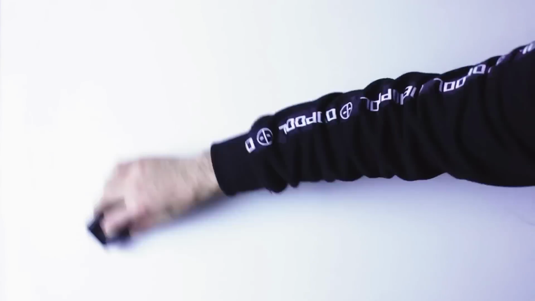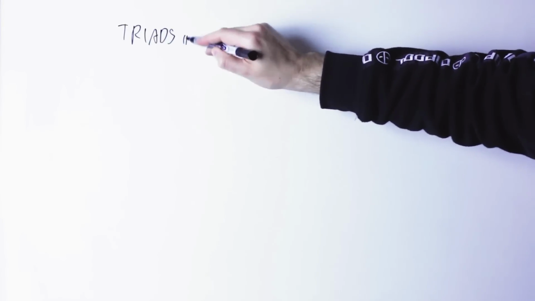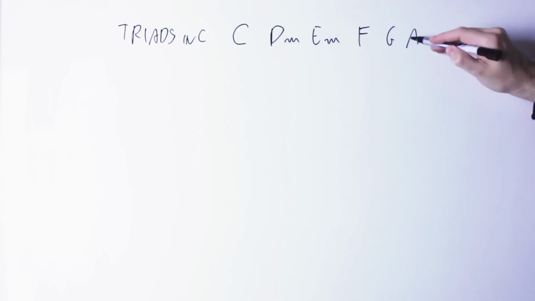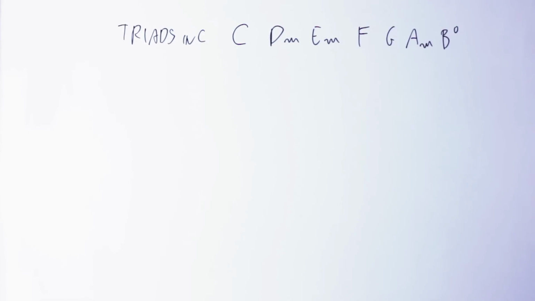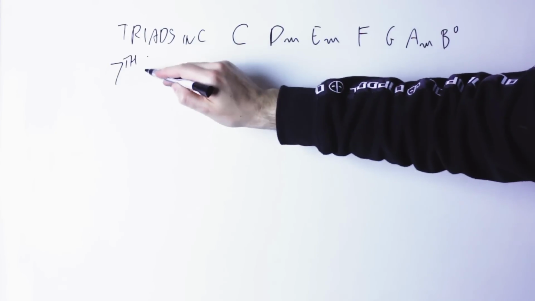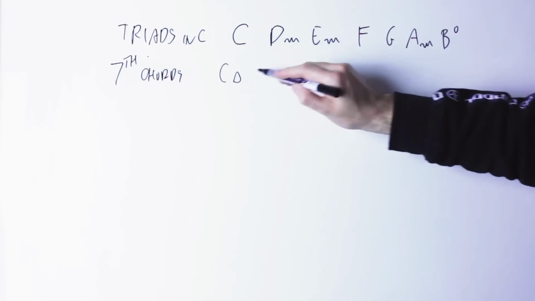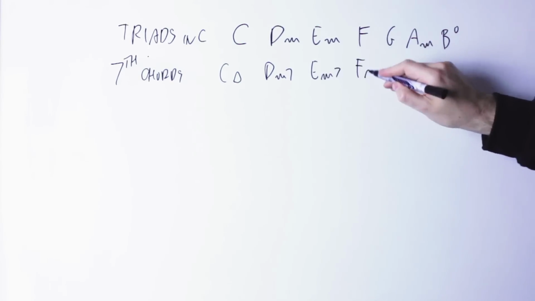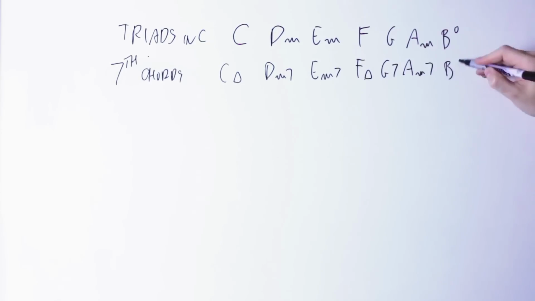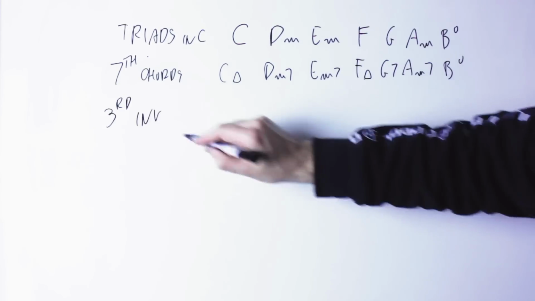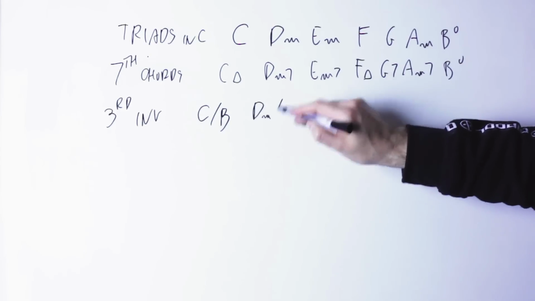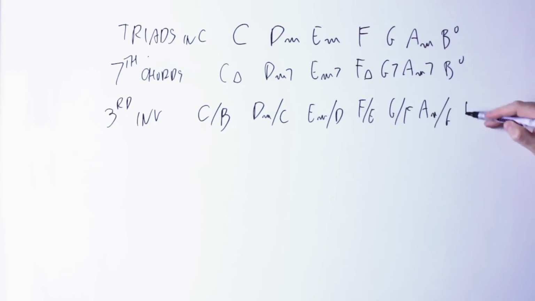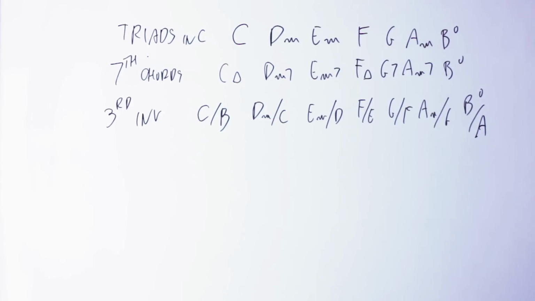Now let's see all the third inversion chords in the key of C major, so you have all the possibilities spelled out for you. The triads in C are C major, D minor, E minor, F, G, A minor, and B diminished triad. The seventh chords are C major 7, D minor 7, E minor 7, F major 7, G dominant 7, A minor 7, and B minor 7th flat 5. So the third inversion chords are C/B, D minor/C, E minor/D, F/E, G/F, A minor/G, and the B diminished triad/A.